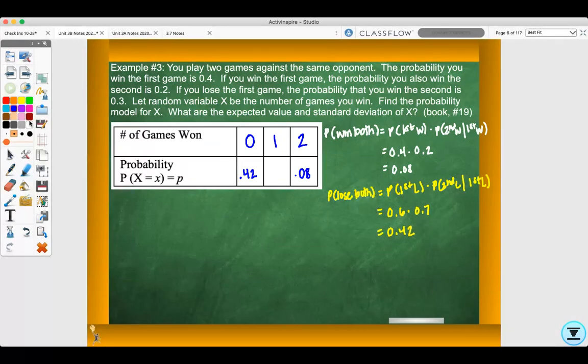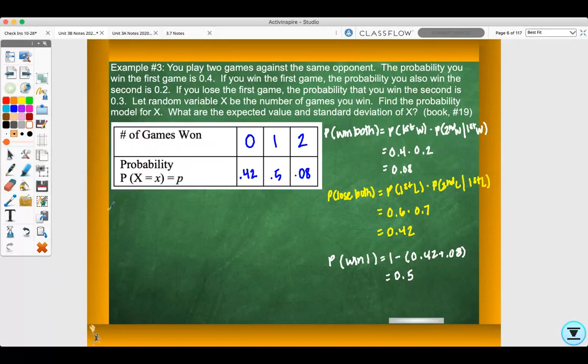And then the probability that I win one game would be 1, because all these probabilities have to add up to 1, minus my 0.42 plus my 0.08. And that would give me 0.5. So now I have completed my probability model. I need to use my probability model to find my expected value and my standard deviation.